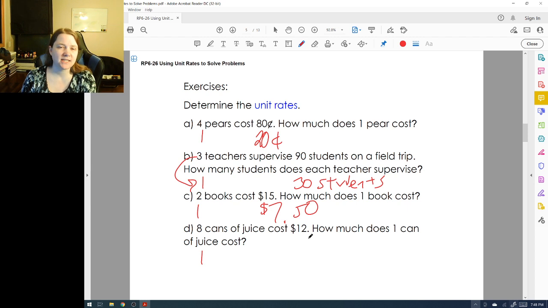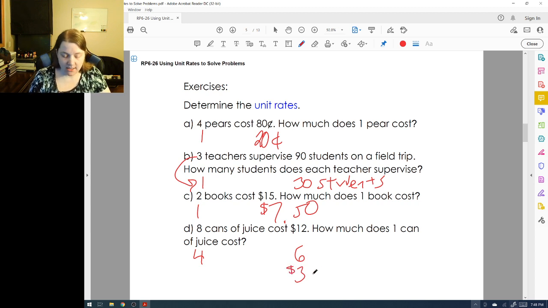12 divided by 8 isn't as nice. So what I'm going to do is play around with the numbers a little bit. What if instead of 8, I wanted to go down to 4 cans of juice? 8 divided by 2 is 4. 12 divided by 2 is 6. Okay, looks good so far. Let's cut this 6 down in half to 3.